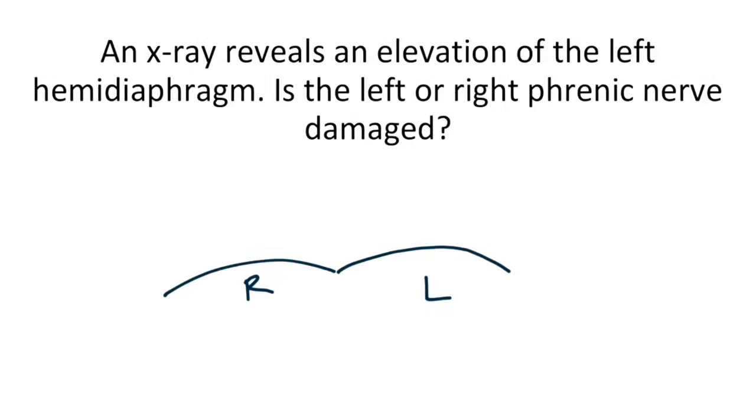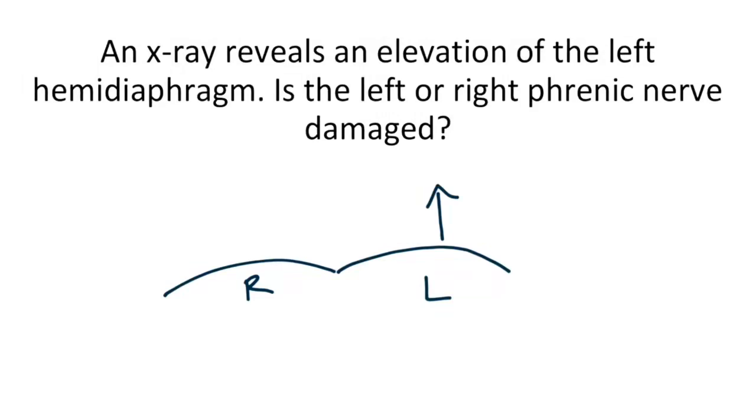So as we just learned, the phrenic nerve innervates the diaphragm. Remember, when the diaphragm contracts, it's pulled downward and allows the space in the thoracic cavity to increase. If the phrenic nerve is damaged, then the diaphragm cannot move downward, so we'd expect the damaged side to be elevated. In this case, the left hemidiaphragm is elevated, so we know that the left phrenic nerve must be affected.